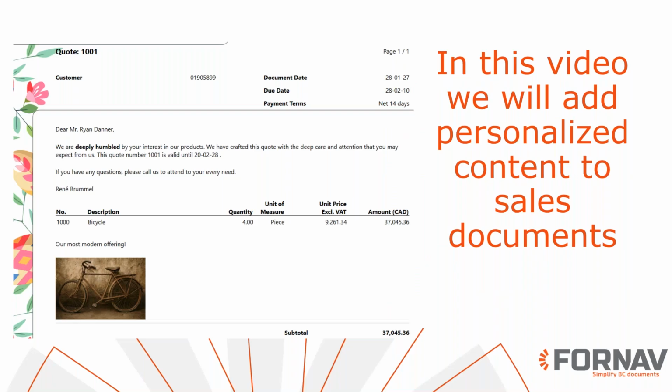FORNAV Personalized Content allows you to add customized text, images, tables, Business Central data, and other content directly into Business Central documents and emails, all without coding. This helps ensure communications are relevant, consistent, and tailored to each recipient. As a result, you turn customer touchpoints into professional, personalized, and revenue-driving interactions.